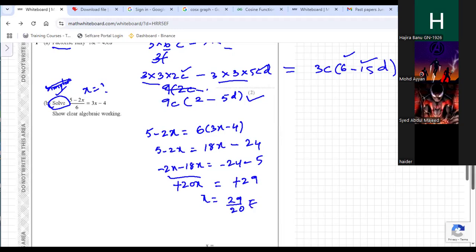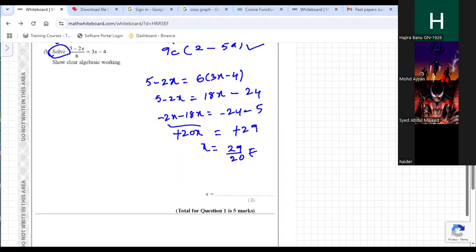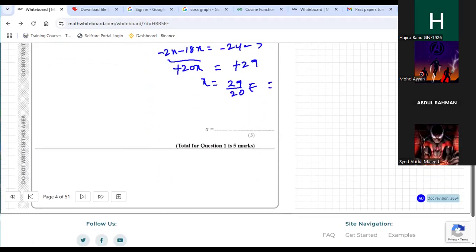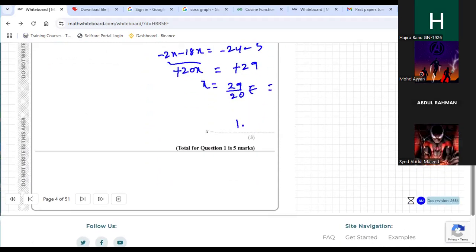Find out if x is equal to 29 by 20, or you can write it in decimals. Check out the decimal. 1.45. 1.45, yes.